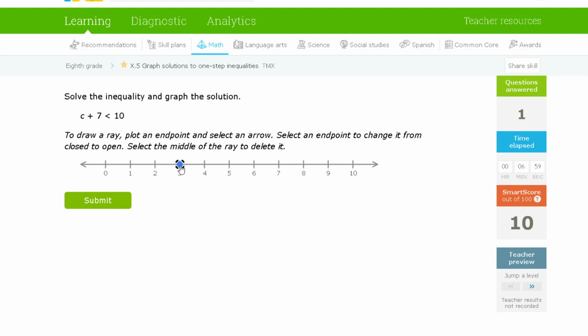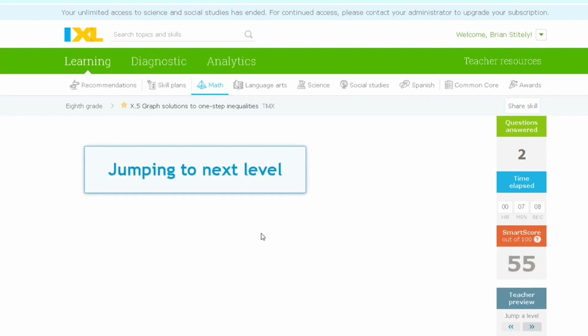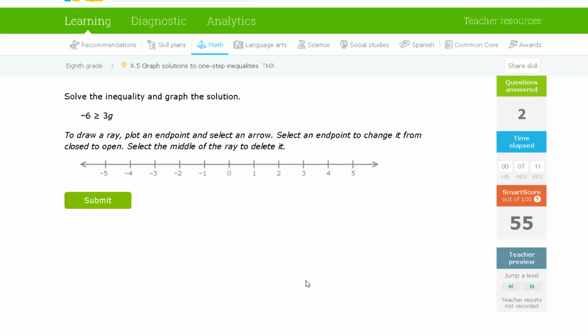So we have an open circle, so you need to click it twice, go in this direction, and that's it. Alright, I'm going to skip ahead to some other ones. Okay, let's take a look at this one.